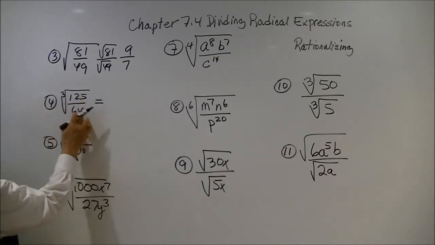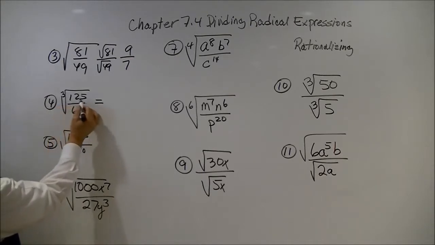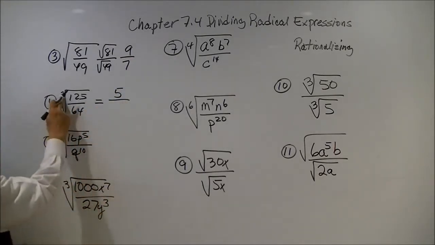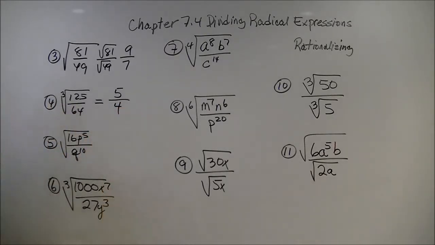Because both of these are perfect cubes. So the cube root of 125 is 5, and the cube root of 64 is 4.